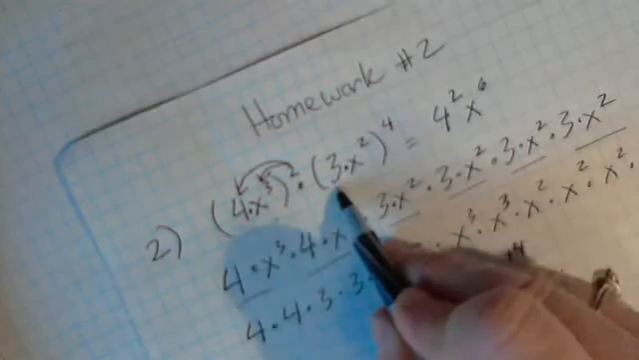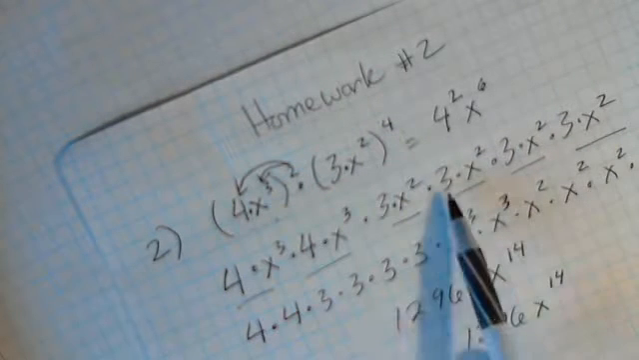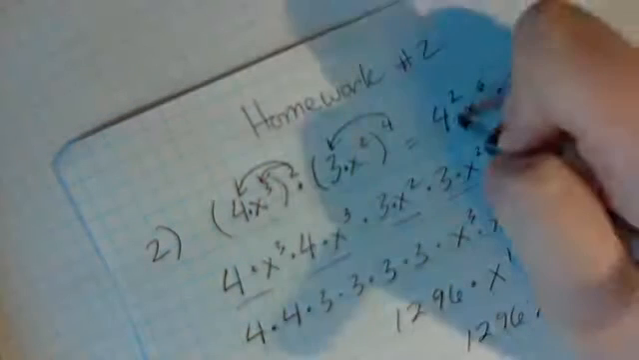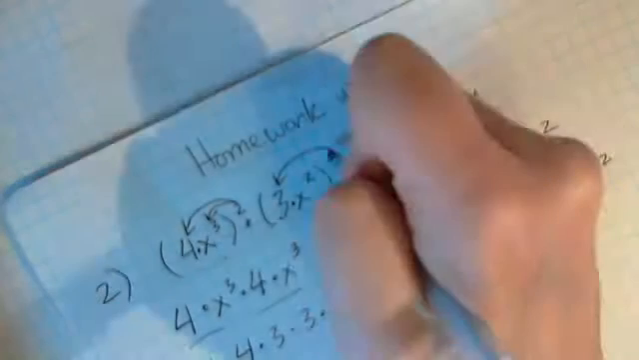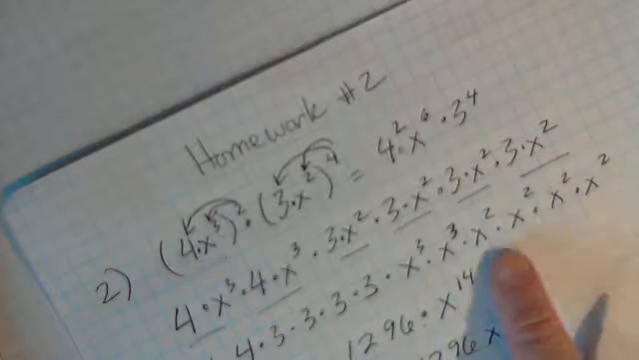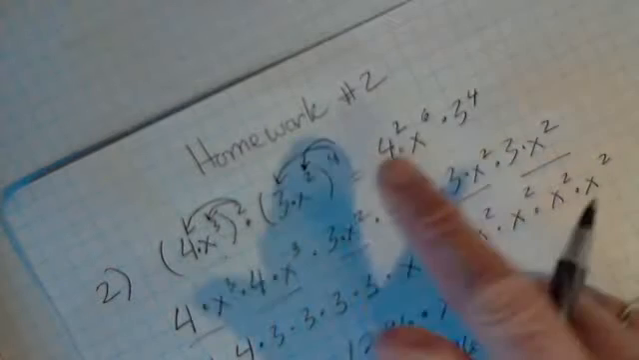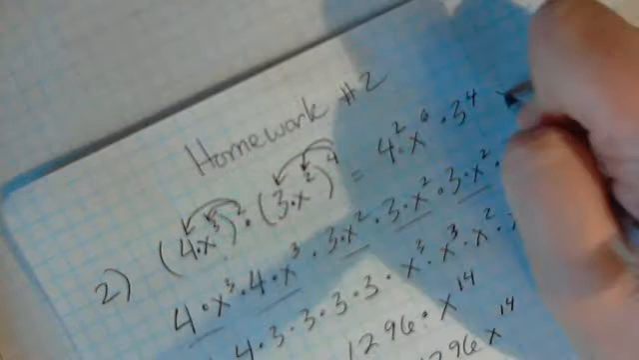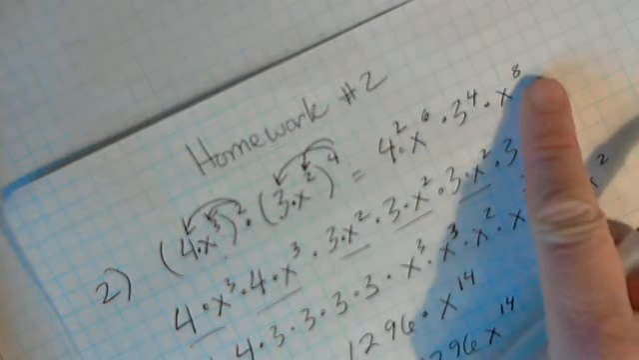Alright, then I had written out 4 3s to get multiplied. One there, one there, one there, and one there. Well, that's 3 to the fourth power. And then, finally, I multiplied x squared by itself 1, 2, 3, 4 times. So x squared to the fourth power. That ended up being 2, 4, 6, 8. X to the eighth power. Again, raising a power to a power, I just multiply the exponents.